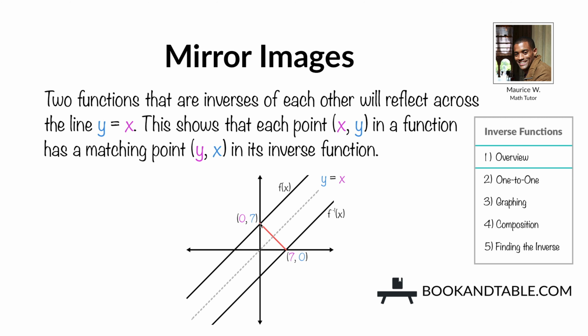Let's say we had another point on f of x, 0, 7. That means there is a point on the inverse function. We switch the 7 and the 0, and that would give us 7, 0.